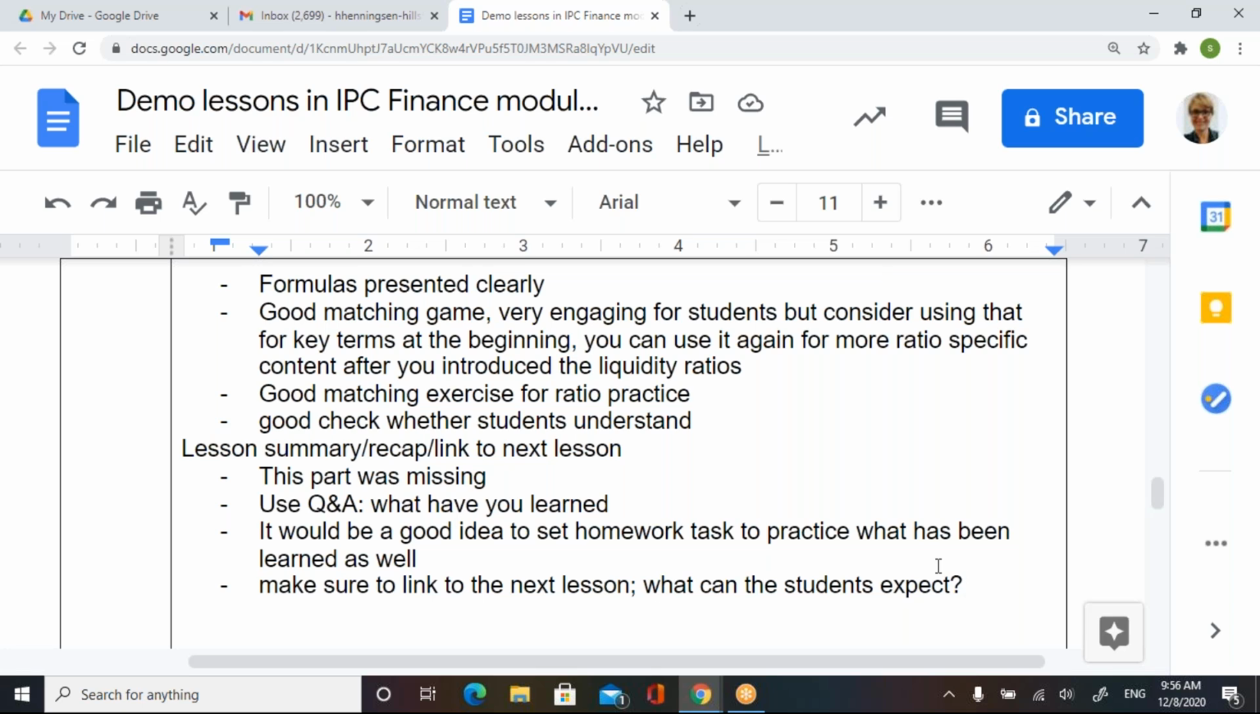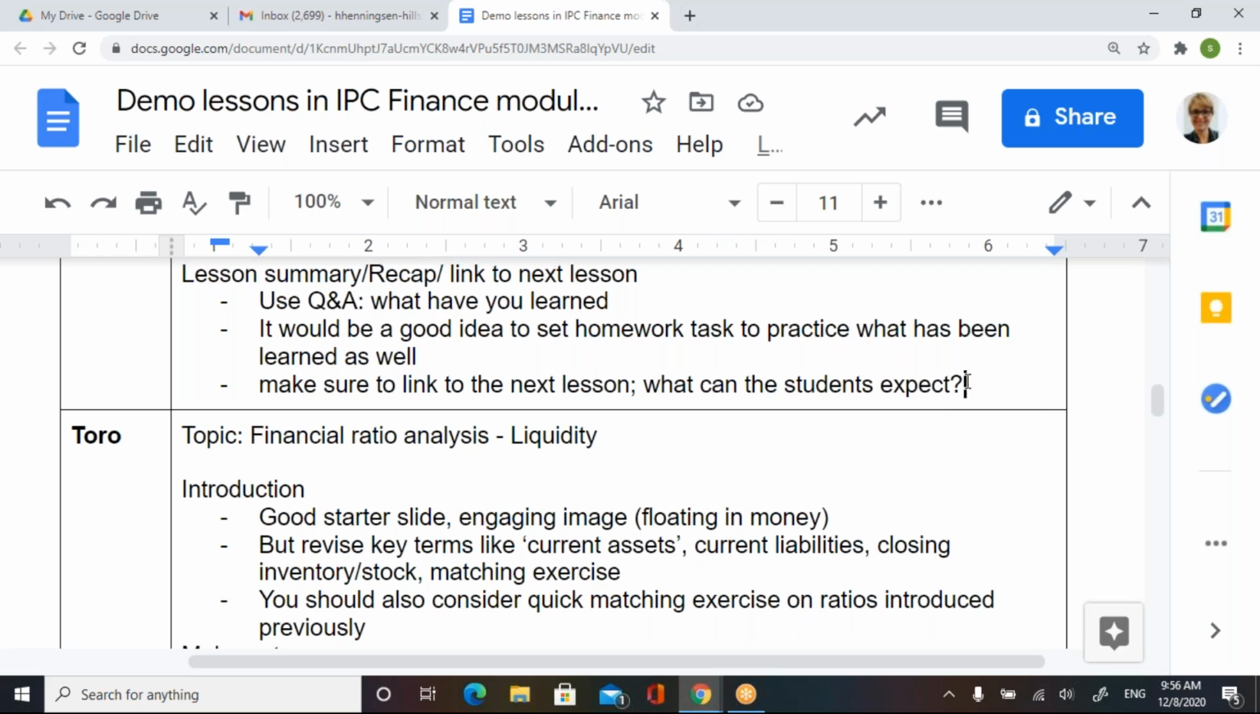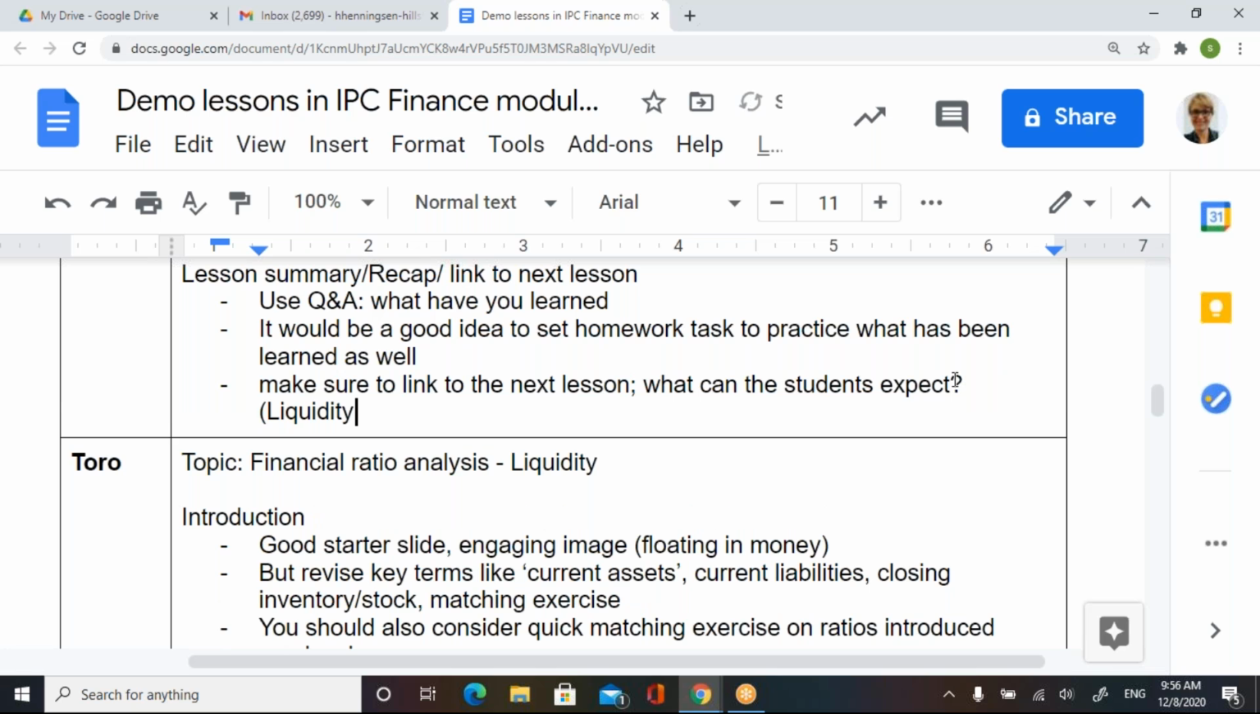If I put that evaluation, if I can spell that, no, I can't. Evaluation of ratios. And I would say both profitability and liquidity. Okay. So a bit like when we go back to Helena's lessons there, what can the students expect? I would say you probably would be moving on to liquidity ratios in the next lesson there.